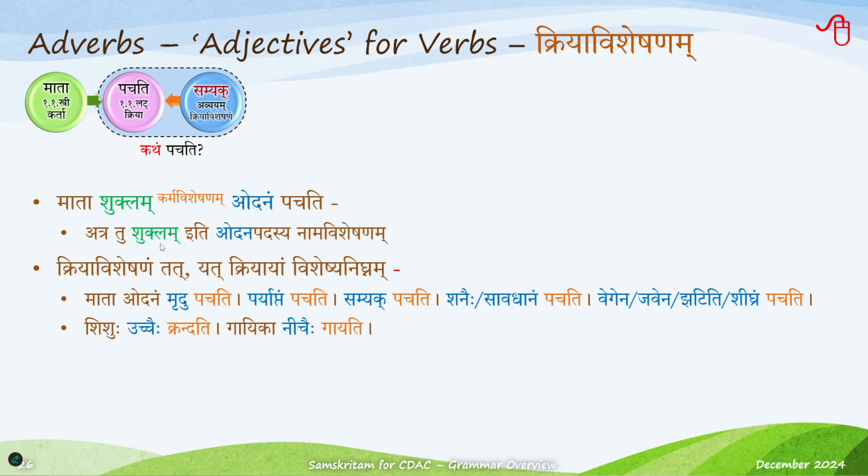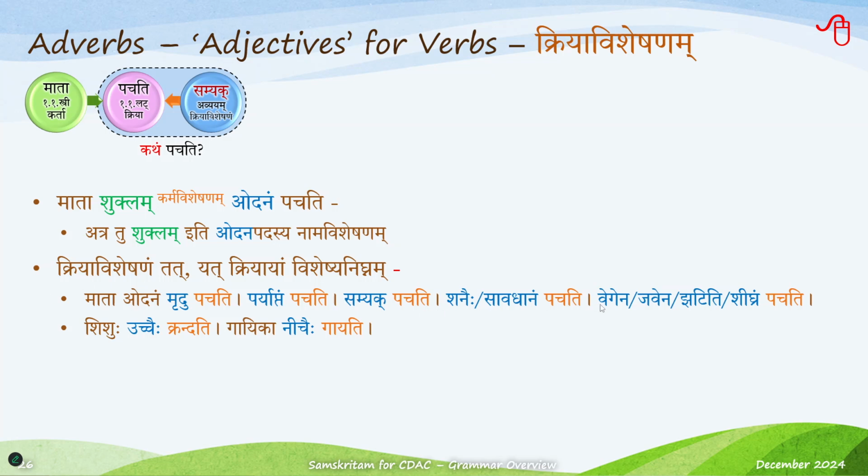Kriya visheshana is that which is desiring a target in kriya as a visheshya. For example, Mata Odanam Mrudu Pachati, she cooks it soft. Paryaptam Pachati, sufficient quantity she cooks. Samyak Pachati, properly she cooks. I am not bringing Mata Odanam again and again.